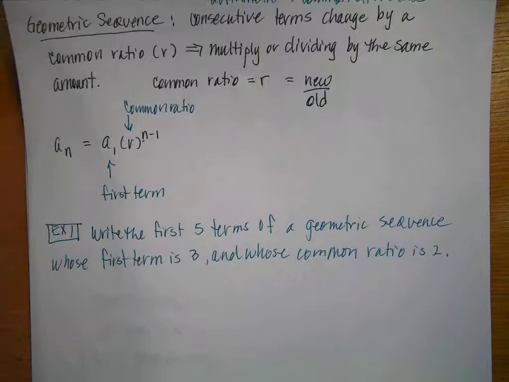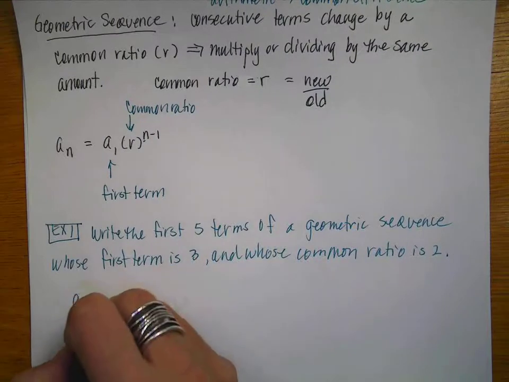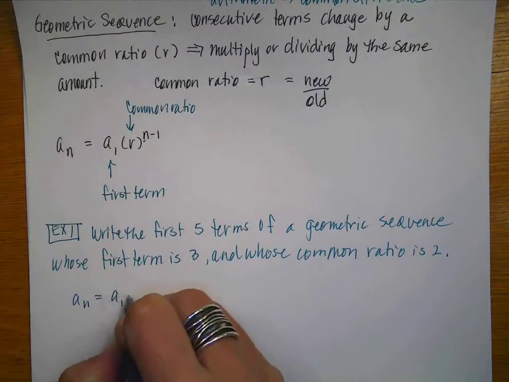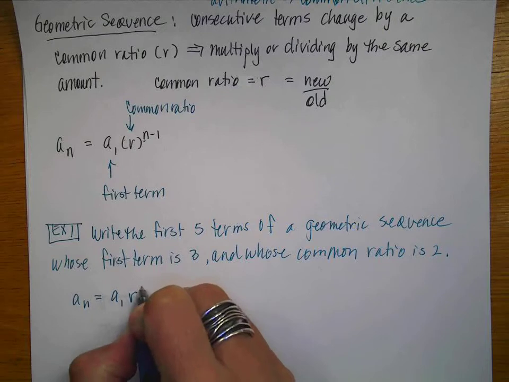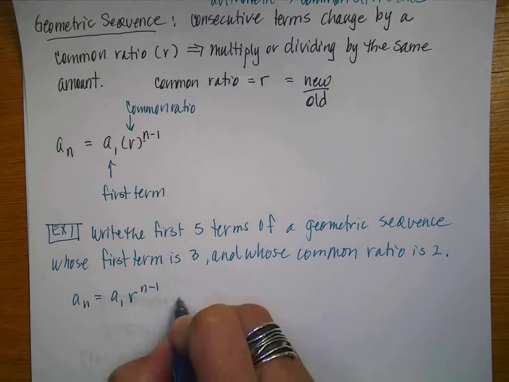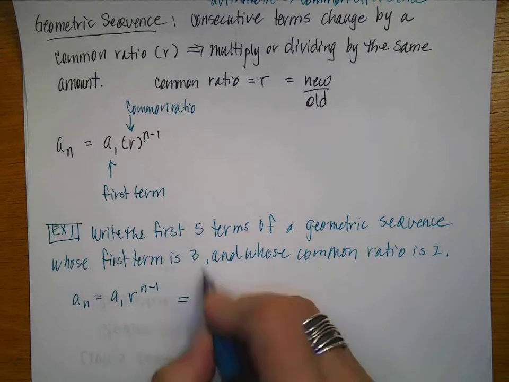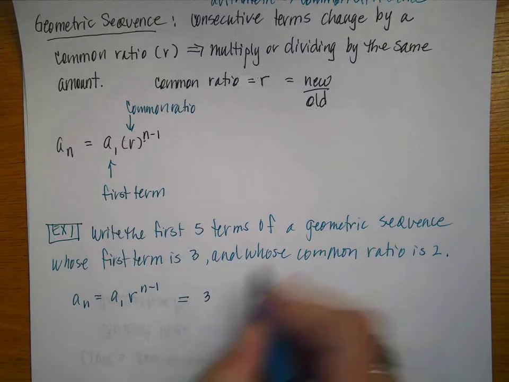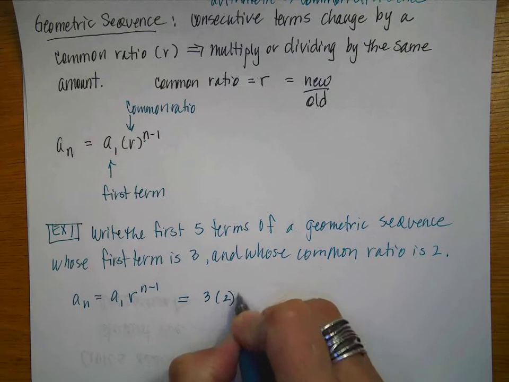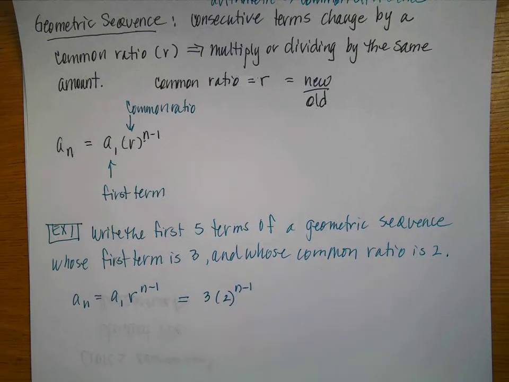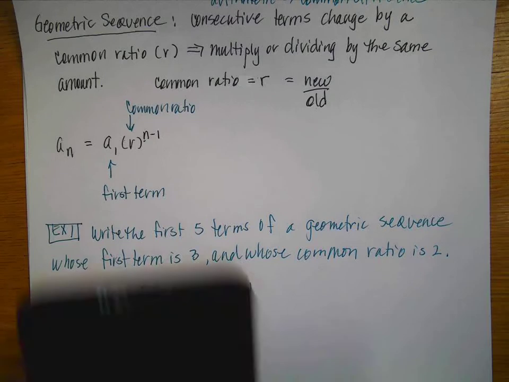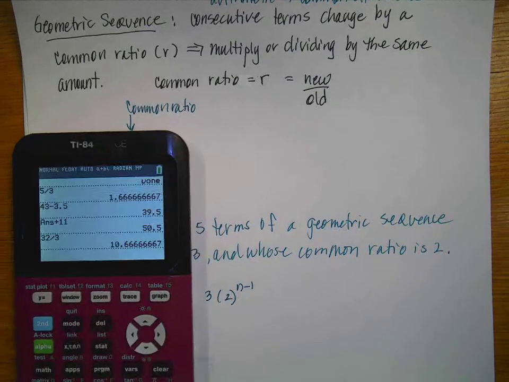Alrighty? Okay, so I know that my formula is a sub n is equal to a sub 1 times r raised to the n minus 1. So our generic term is going to be, first term is 3, so it's going to be 3 times the common ratio is 2 raised to the n minus 1. And I could generate these terms by hand, but I am going to use my handy dandy grapher.